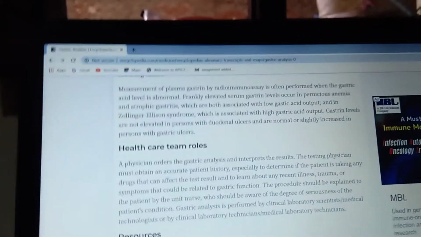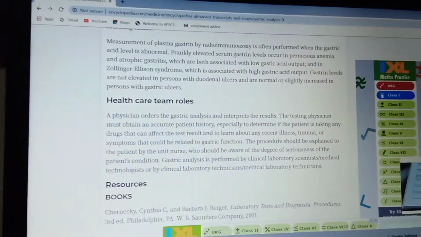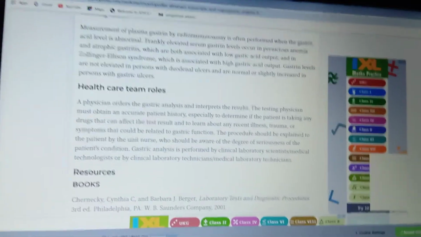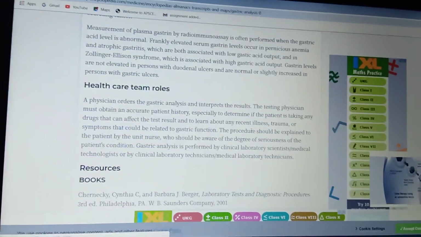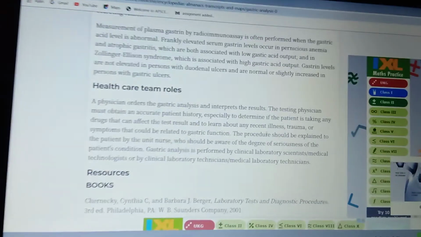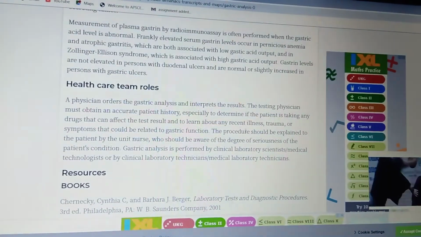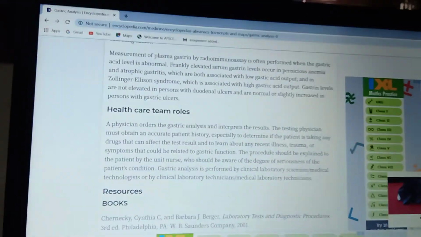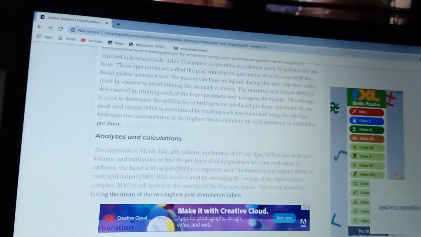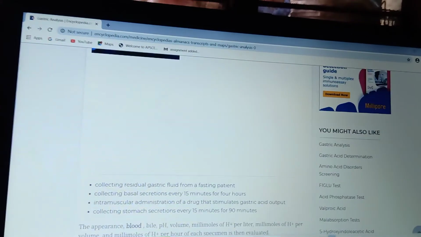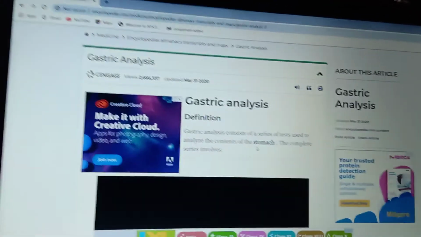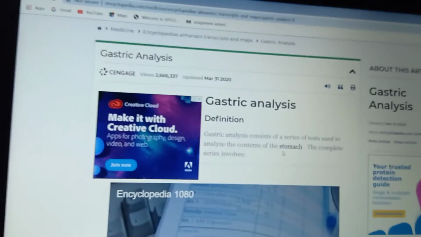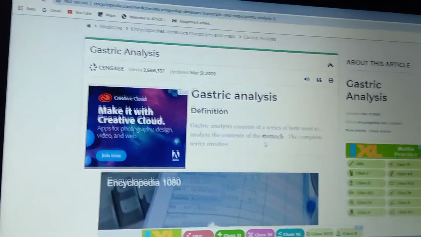And the degree of patient condition also has to be assessed, and clinical laboratory scientists or medical technologists are also very essential to identify the normal to abnormal values of the condition. That is the procedure and the nursing role that the healthcare team has to take care of. So that is regarding gastric analysis. Let me just revise: gastric analysis is a test performed to remove the contents of the stomach to find out which type of disorders are present.